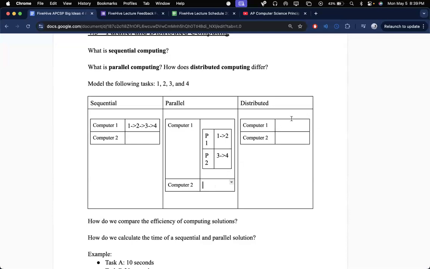Okay, so back to this. Distributed then is, as you might expect, just splitting up the tasks, but instead of on one computer in multiple processors, using separate computers, right? So if we say cloud-based distributed computing, what that means is over the internet, having multiple different computers or computing devices complete those tasks. So for example, 1 to 2 here and 3 to 4 on different computers now, right?